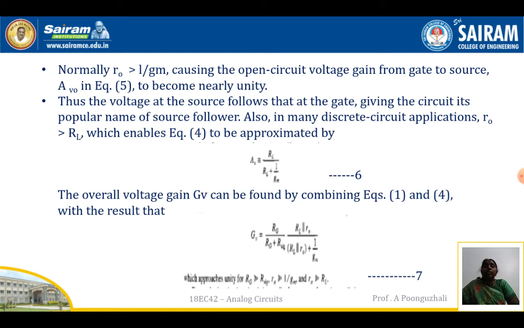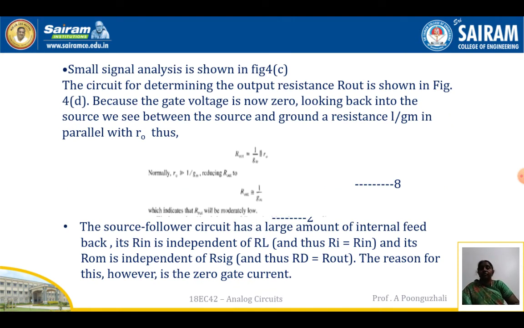The overall voltage gain can be found by combining equations 1 and 4, with the result that GV is equivalent to RG divided by RG plus R signal, into RL parallel R0 divided by RL parallel R0 plus 1 by Gm. So it approaches unity. That means when RG is greater than the R signal resistance, R0 is greater than 1 by Gm, and R0 is greater than the load resistance RL, then the overall voltage gain is 1.